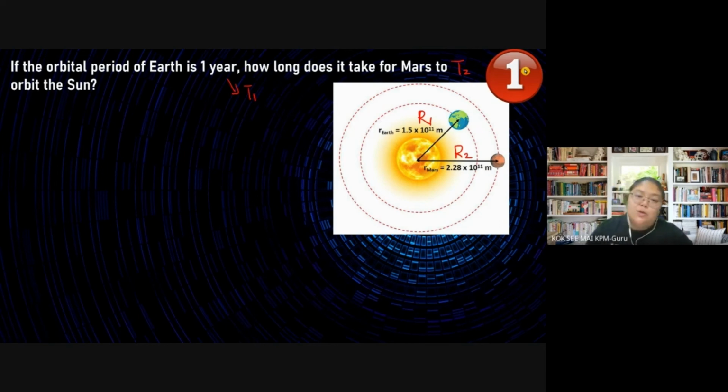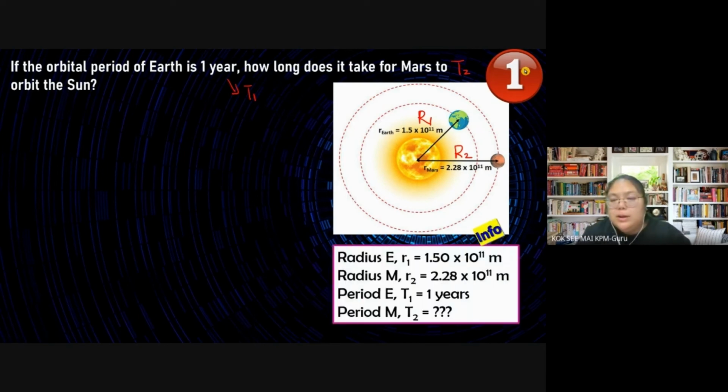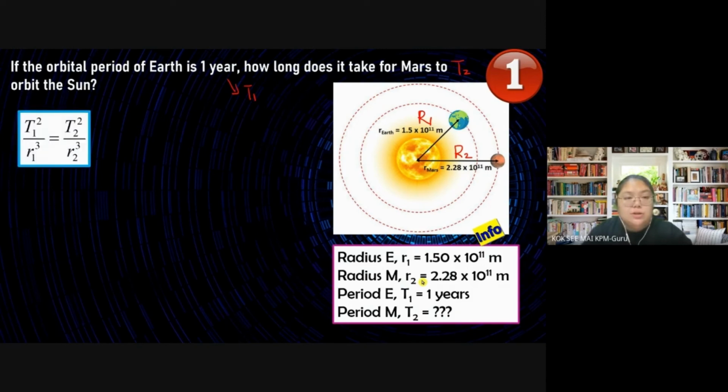Okay, so I show in 4. R1 for the Earth. R2 for Mars. T1 is 1 year. T2, I don't know. If you never convert the year to seconds, it's okay, because the final answer is also in years. So from here we can start to do the calculation. The formula is Kepler's third law. Then we just show this one is the formula.